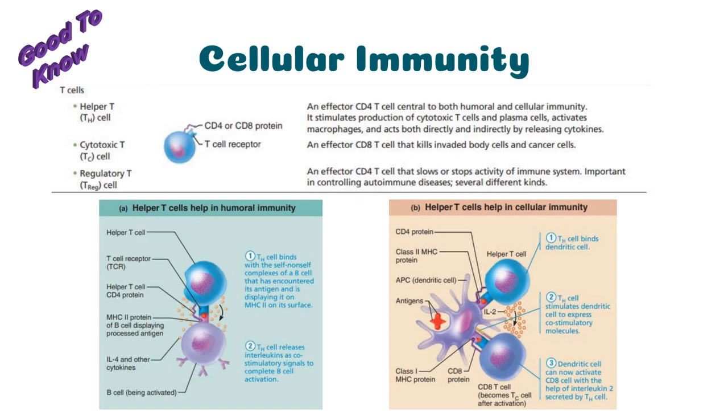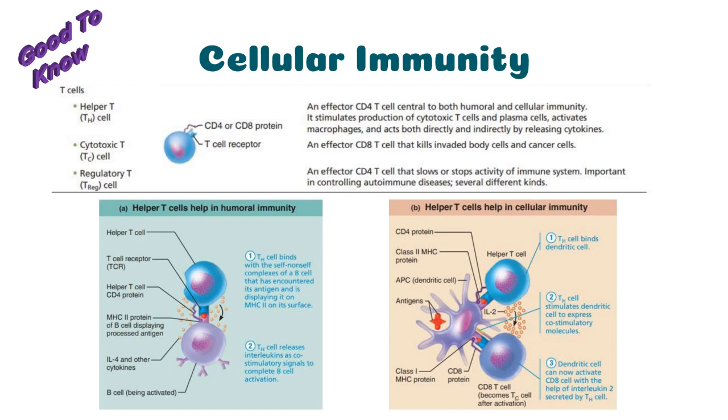So cellular immunity or cell-mediated immunity is not included, it's excluded, but I'll talk about it briefly. We have three types of cells involved in cellular immunity: the helper T cells, cytotoxic T cells, and regulatory T cells. The helper T cells are effector CD4 T cells. They activate immune cells, which can be B lymphocytes, cytotoxic T cells, and other immune cells, either by binding to them or by releasing some cytokines.